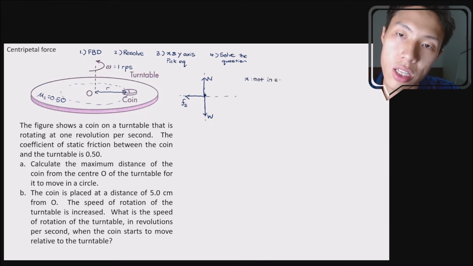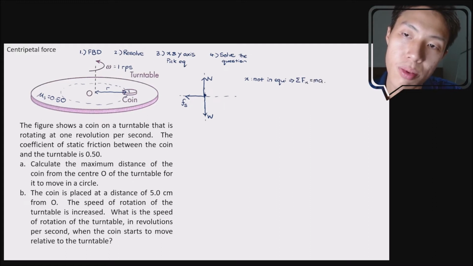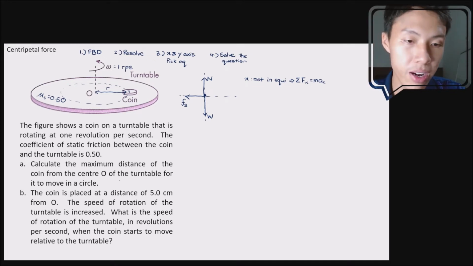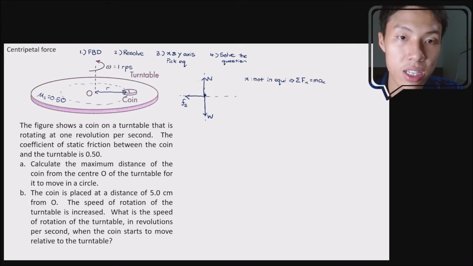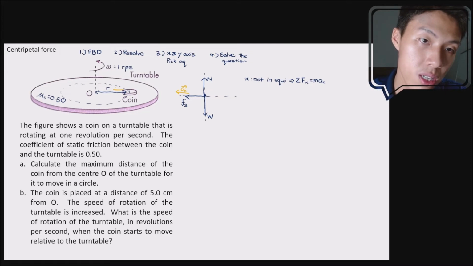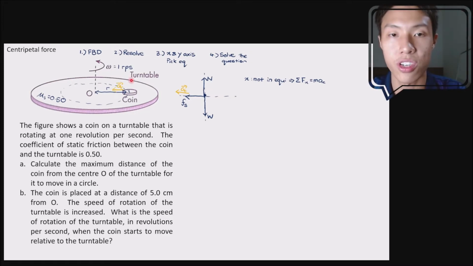Because it's not in equilibrium, we are going to analyze it using sum of Fx equals m times centripetal acceleration. Before we use the equation, make sure you label the direction of acceleration in the free body diagram. The direction of acceleration will be pointing towards the center of the circle. This is the direction of centripetal acceleration.